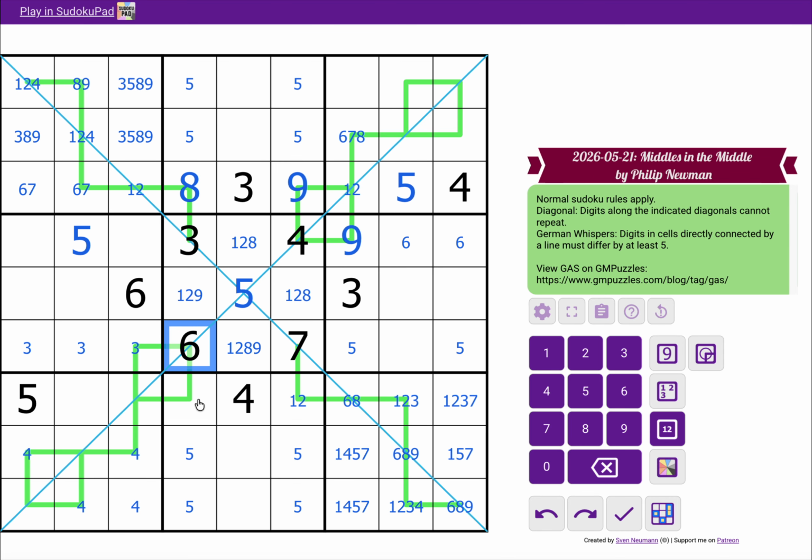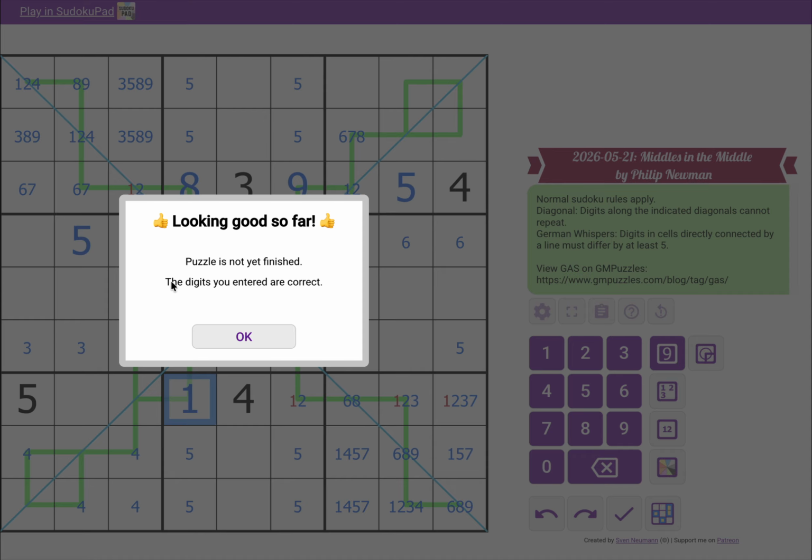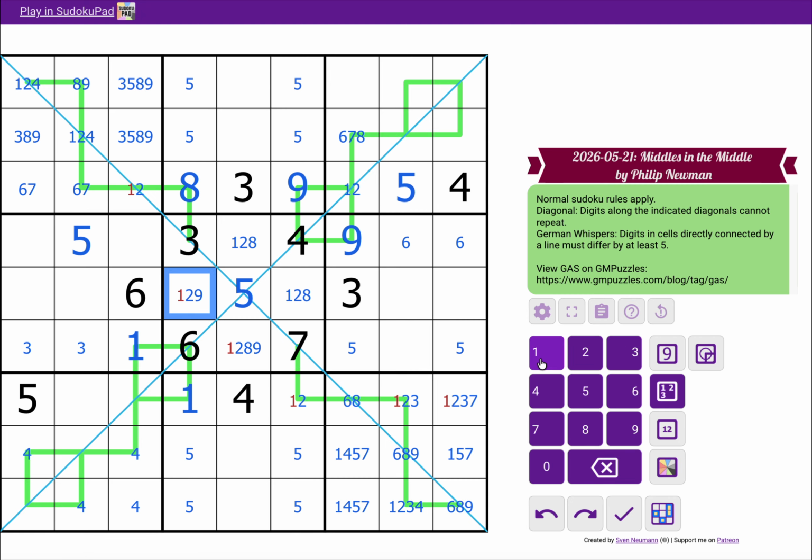Okay. 6 only has one pair. It's 1, because 6 plus 5 is going to be... So this has to be a 1, I think. And this has to be a 1. I'm going to check this. Yeah. So we're going to take these ones off over here, and a 1 off over here, and a 1 off over here and here.